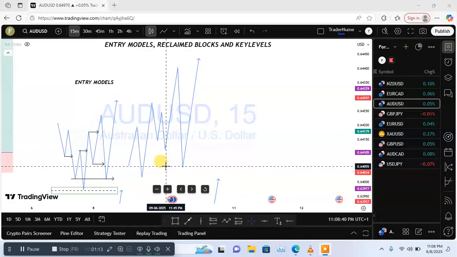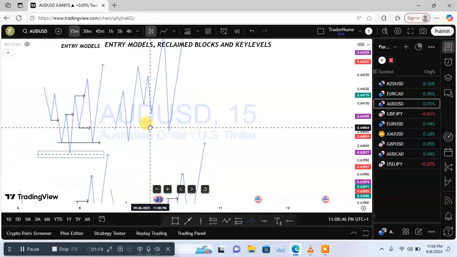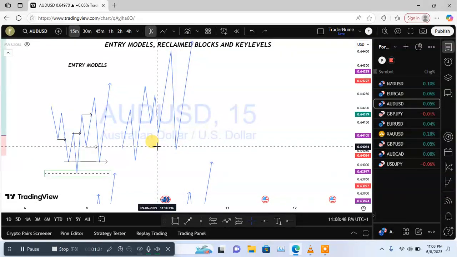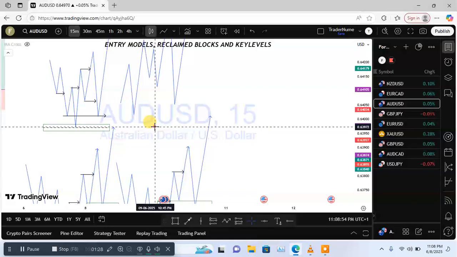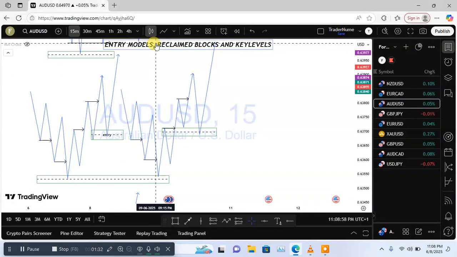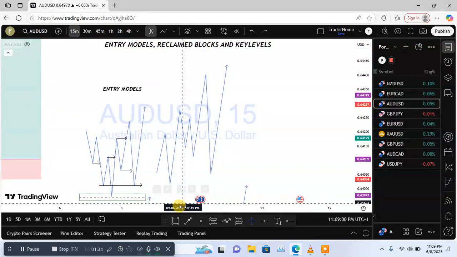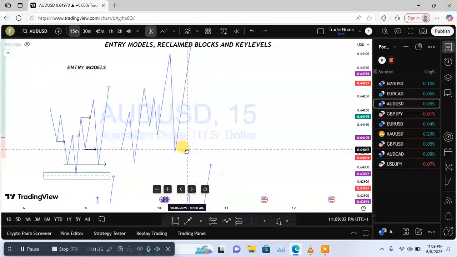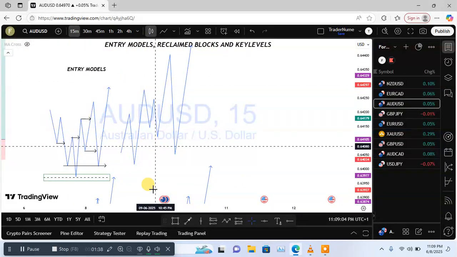Now, there are different types of entry models. So I'm going to be giving you two or three. We have the flip entry. I think I didn't even add that one. Let me just quickly add it, or let me explain. When I get to that point, I'll draw the annotation for it.